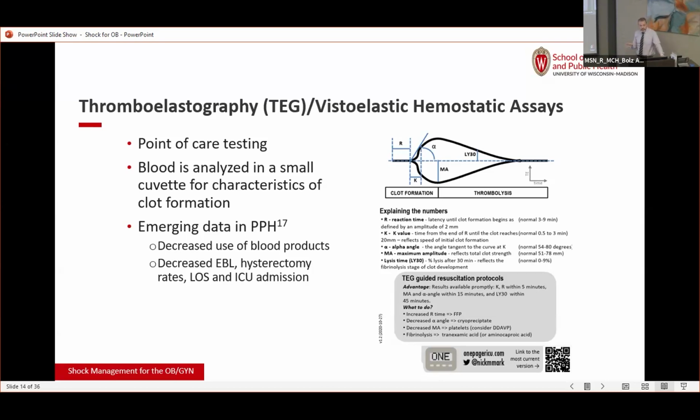Now, there are some data about this in postpartum hemorrhage, okay? It's shown decreased use of blood products, decreased rates of blood loss, as well as hysterectomy, length of stay, and ICU admissions. So I think you're gonna see this more and more as this becomes more popular. Not all hospitals have this technology, not everybody knows what to do with it. But again, I think in the next 10 years, this is gonna be guiding our resuscitation. They're using it a lot in the trauma world because it's easy and quick and you can get this data fast, okay?